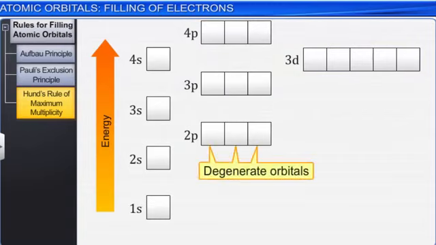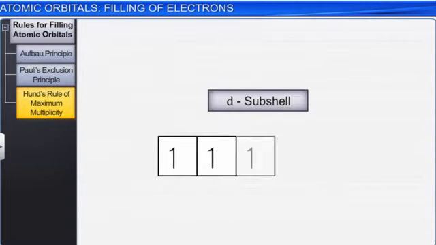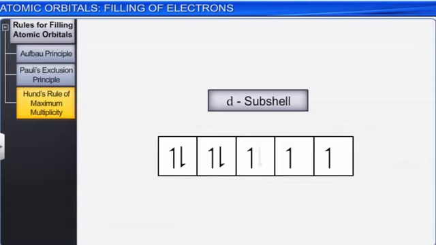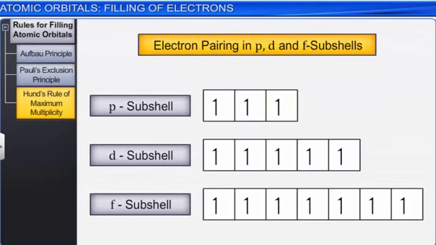Hund's rule of maximum multiplicity states that in a set of degenerate orbitals, the orbitals are singly occupied first and then pairing of electrons takes place. It can also be stated as the pairing of electrons in the orbitals belonging to the same subshell doesn't take place until each orbital belonging to the same subshell gets 1 electron each. Therefore, electron pairing in p, d or f subshells cannot take place until each orbital of a given subshell contains 1 electron each.